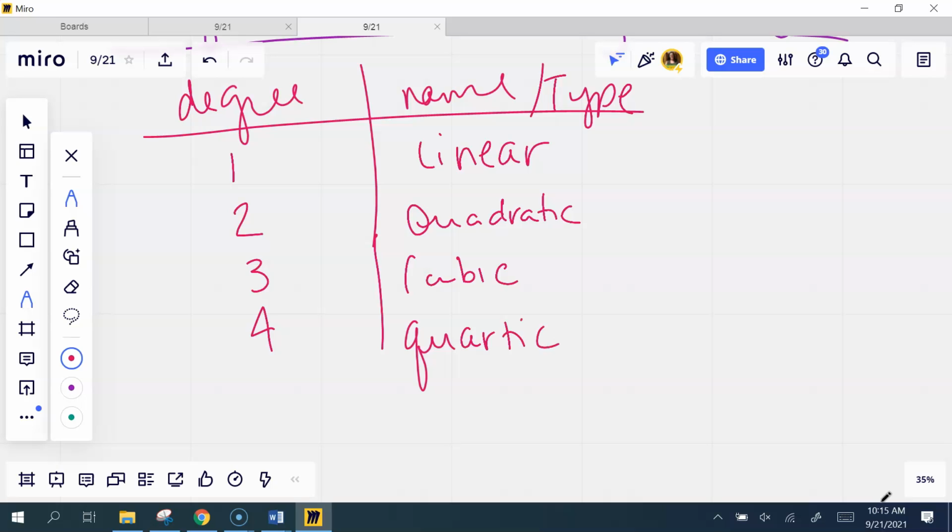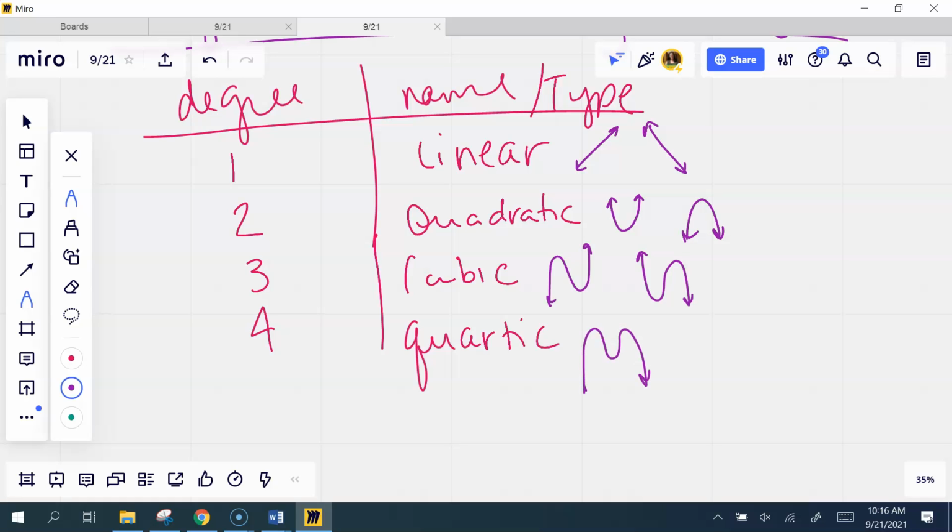And so these, remember, and I'll just sketch what they look like over here to make sure you remember. Linear, quadratic is, of course, my parabola. Cubic, and then quartic. And this is a very exaggerated quartic because we're going to look at some quartics today that do not look like this.